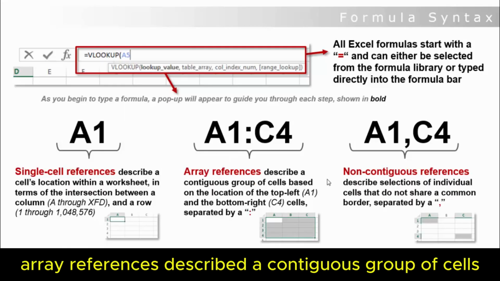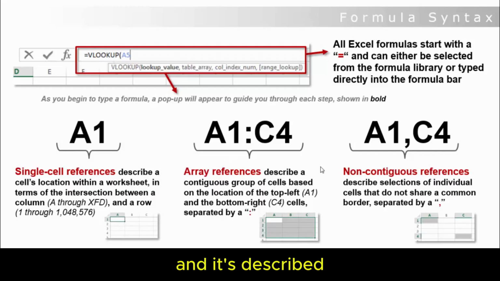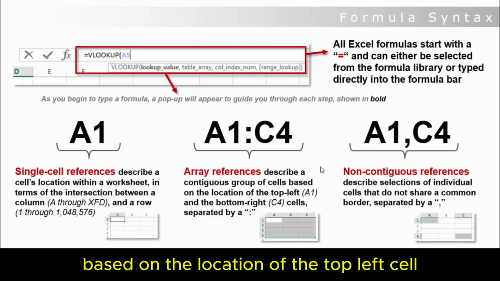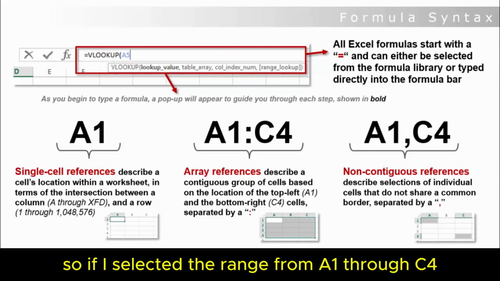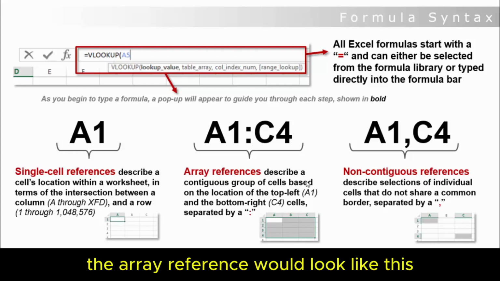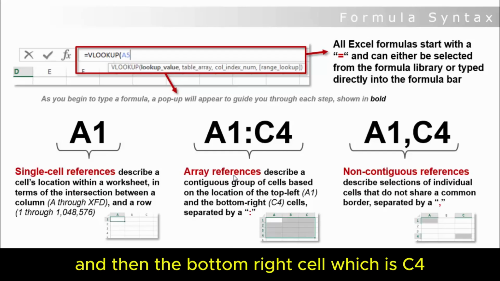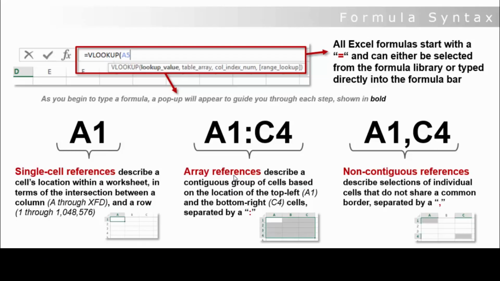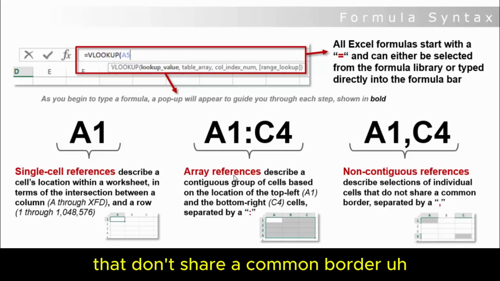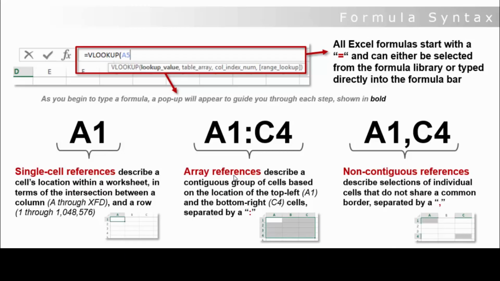Array references describe a contiguous group of cells, meaning that they share a border, and it's described based on the location of the top left cell and the bottom right cell. So if I selected the range from A1 through C4, the array reference would look like this. It would be the top left cell, which is A1, followed by a colon, and then the bottom right cell, which is C4. Last but not least, you have non-contiguous references. These describe selections of individual cells that don't share a common border. So A1 and C4 separately, for instance, and those are separated by a comma.